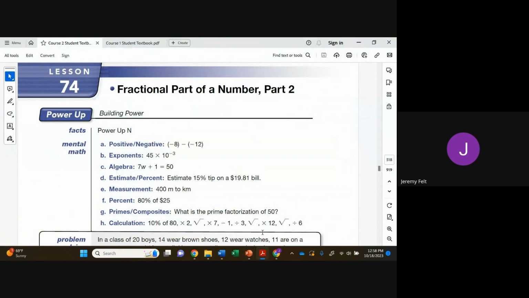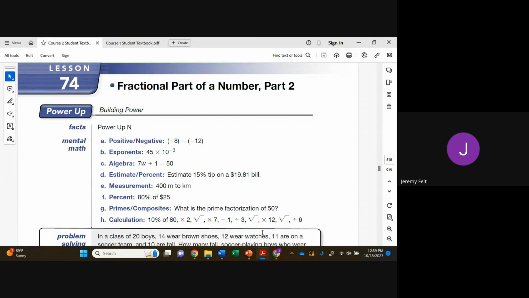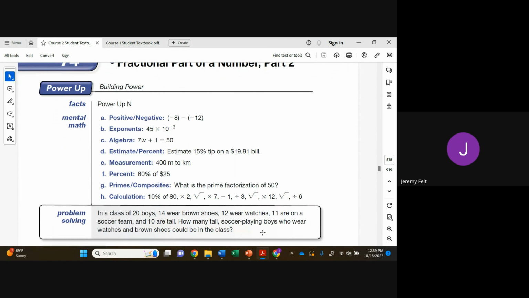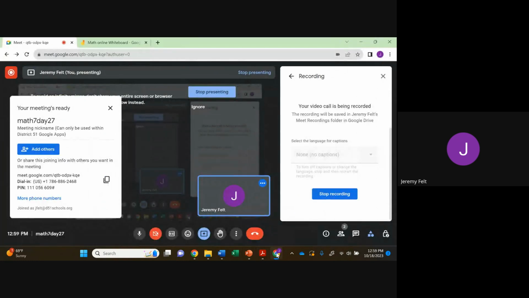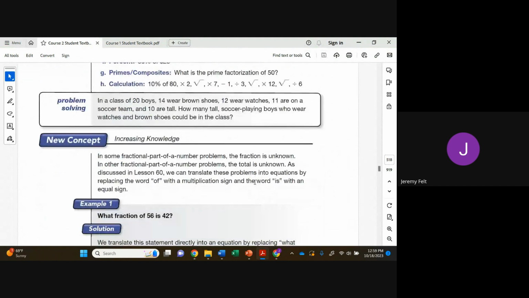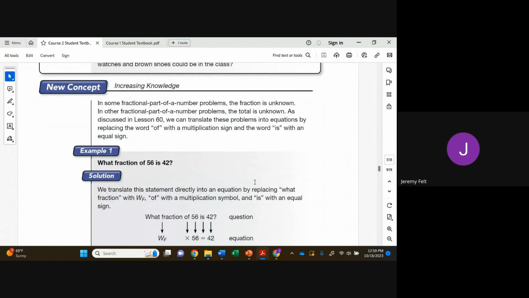So lesson 74, fractional parts of numbers, part 2. We've done this in the past. This is just going beyond what we've done in the past. So again, we'll see a short word problem like this, like we've had the what numbers, what percents, what fraction. Of means multiplication, and then is means our equal sign. So we can pretty quickly put this into an equation.